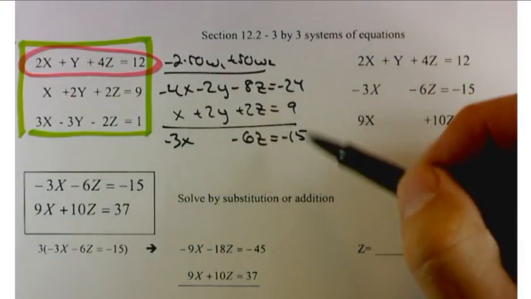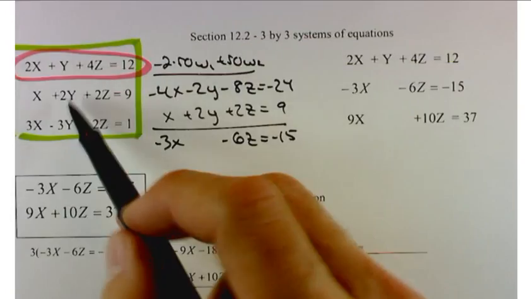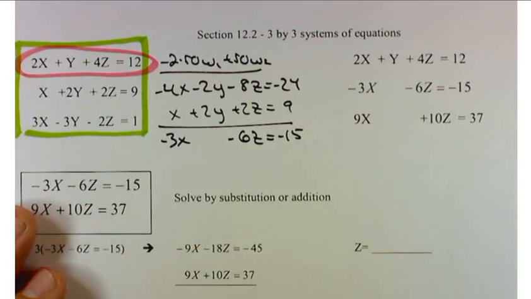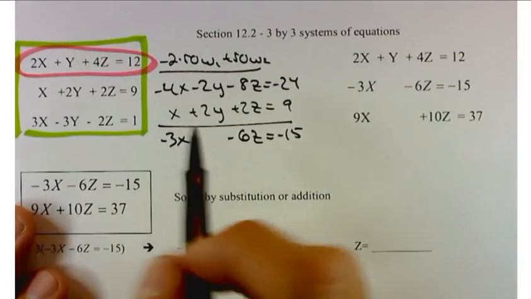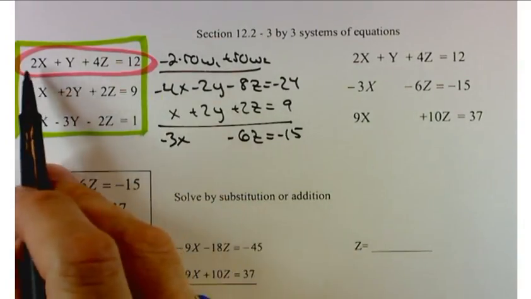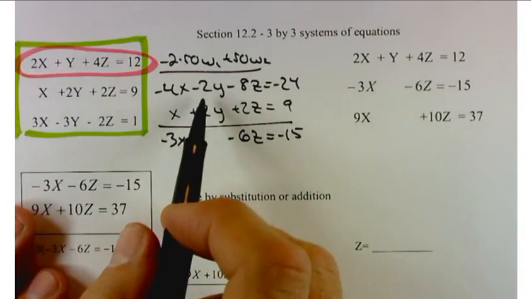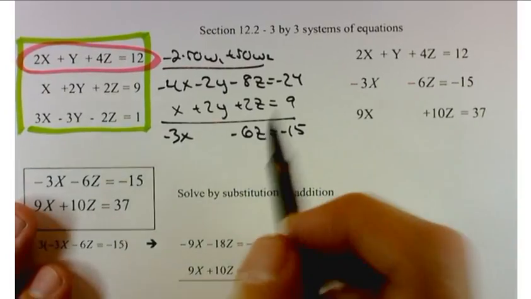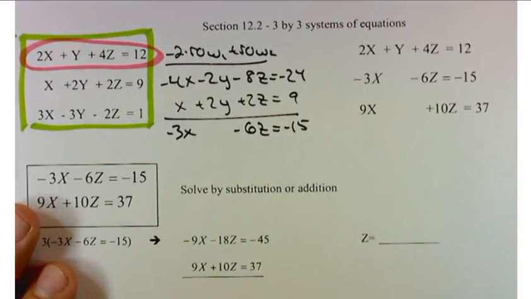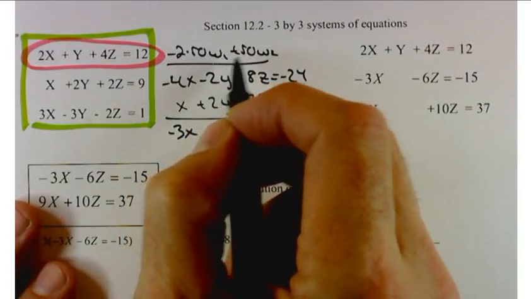Are we okay with what we did here initially? We just got rid of the y from this row. Negative 2 times the first row. So negative 2 times 2 is negative 4. Negative 2 times 1. Row 1 plus row 2.